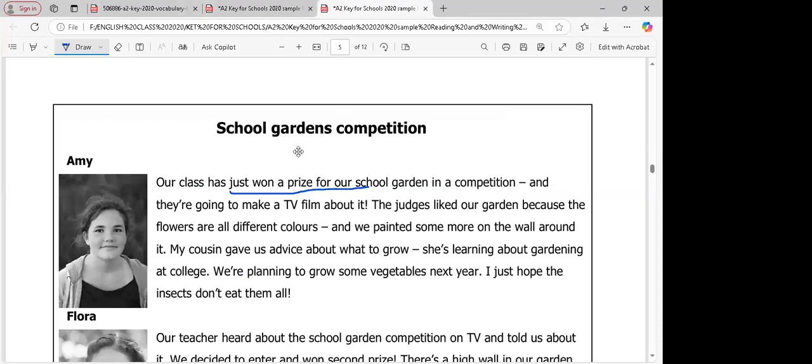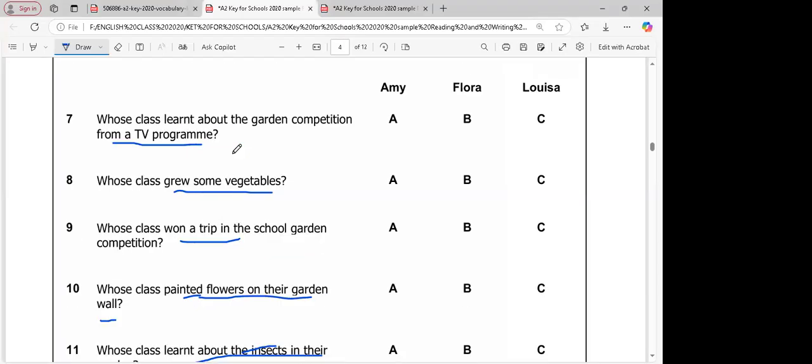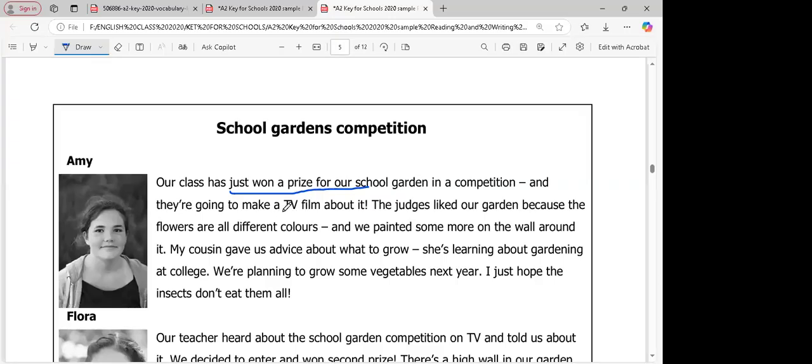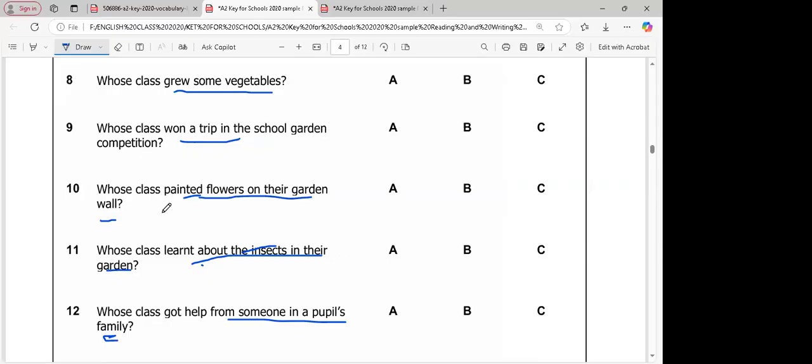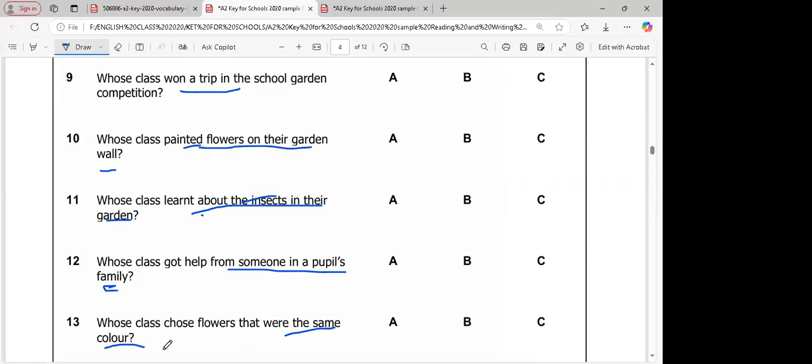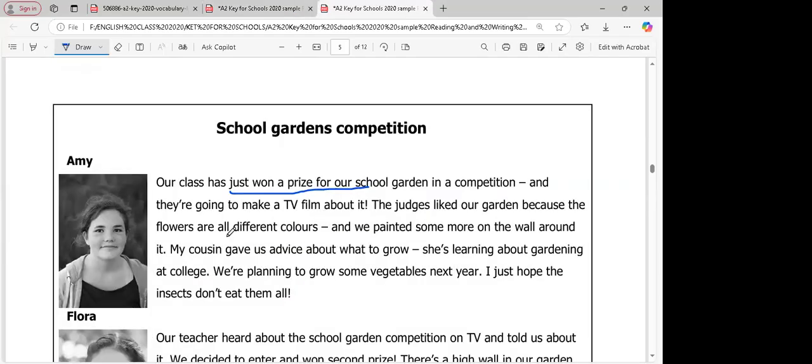So it's part two. Now, as I told you, the first line, just won a prize, even though it has a word about prize, it's a won a trip. It doesn't match. Then the second line, going to make a TV film about it, that also is not mentioned in any of the questions. The judges liked our garden because the flowers are all different colors. Different colors. I think somebody mentioned the same color, no? Choose class flowers that were the same. Okay, whose class? So this line also doesn't match.